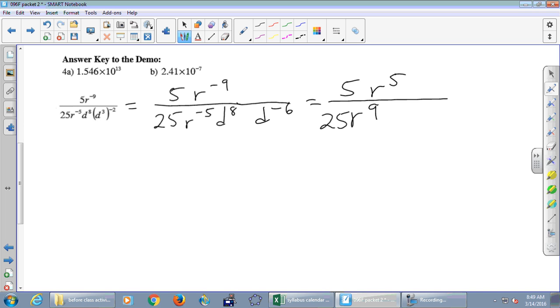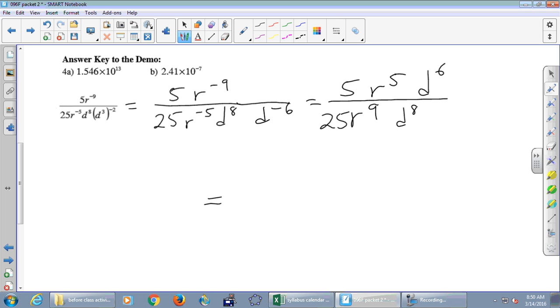E to the 8. Move or stay? Stays. It's positive. It has no reason to move. It's the negativity of the exponent that tells us to move. But if an exponent is positive, it doesn't do anything. You wouldn't have done anything before 2 minutes ago when we learned about this motion thing. And finally, d to the -6, move or stay? Move upstairs and becomes d to the 6. Good.